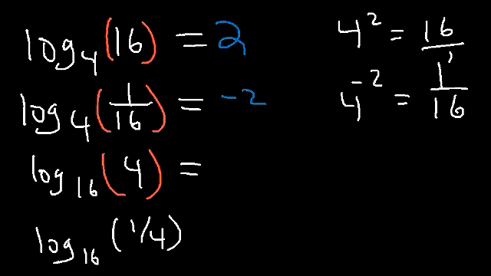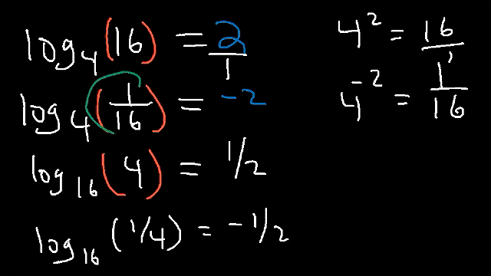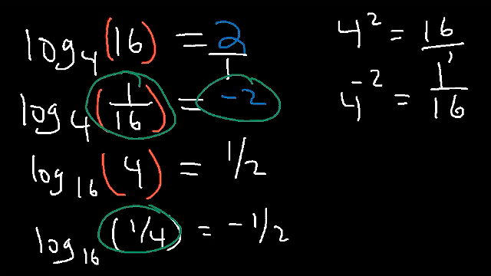Now what if you reverse it? What's log base 16 of 4? So looking at the first one, log base 4 of 16 is 2/1. If you reverse the numbers, log base 16 of 4, it's going to be 1/2. Now what about log base 16 of 1/4? This is -1/2. So here's what you need to know. If you have a fraction within a log, the answer is going to be negative.